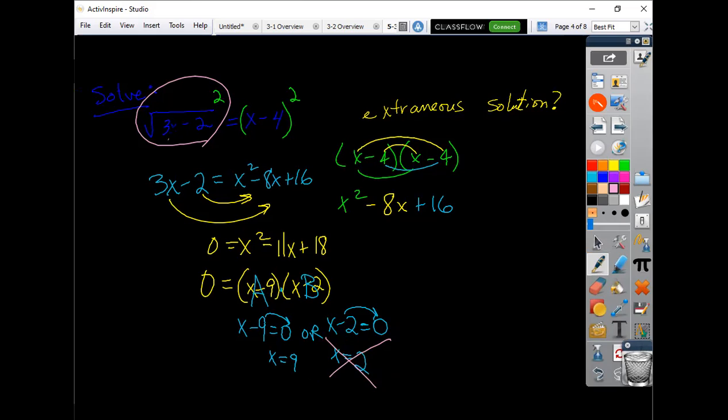Check the 9. 3 times 9 is 27. Minus 2 is 25. Square rooted is 5. Write that down before I forget it. And 9 minus 4 is 5. So this one does work. But this one that didn't actually work, that's what's called an extraneous solution.